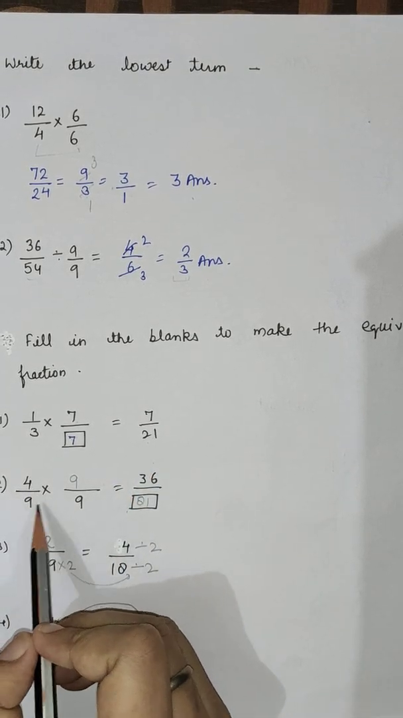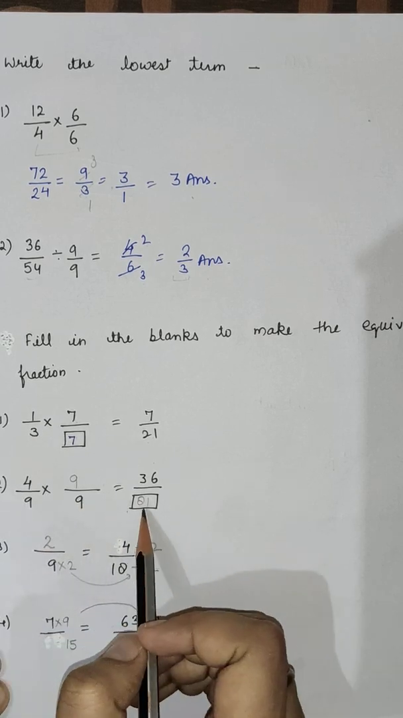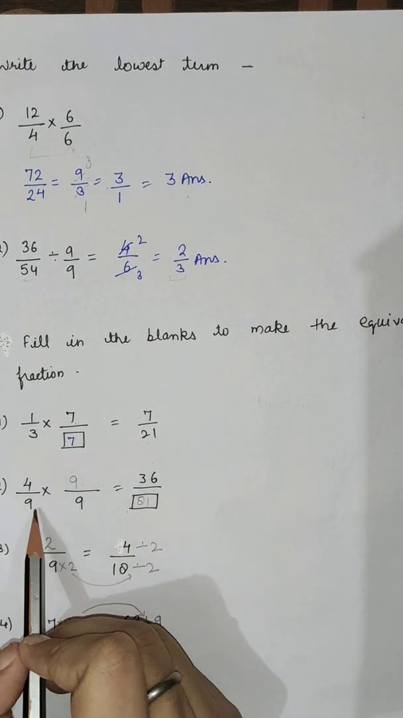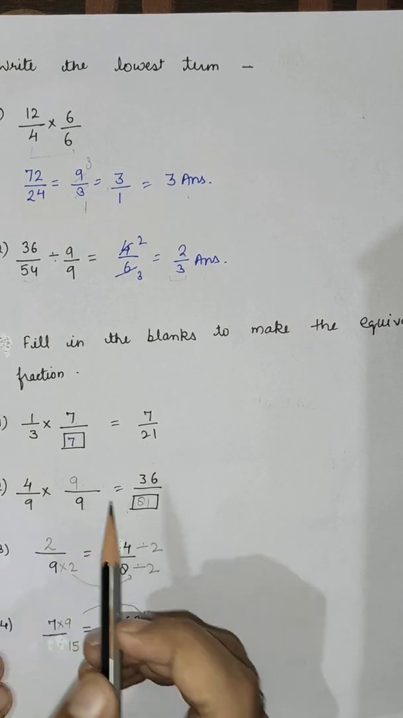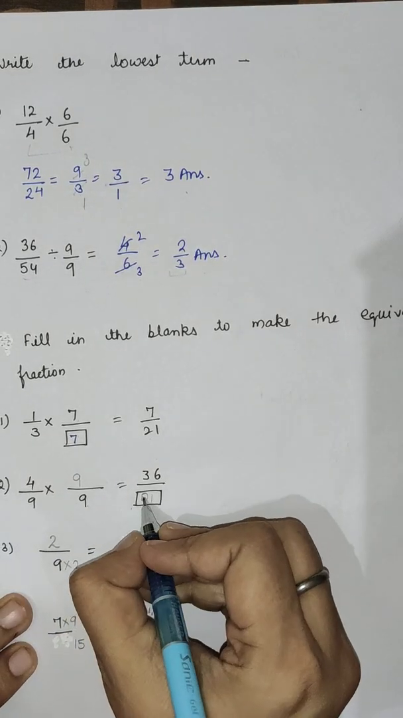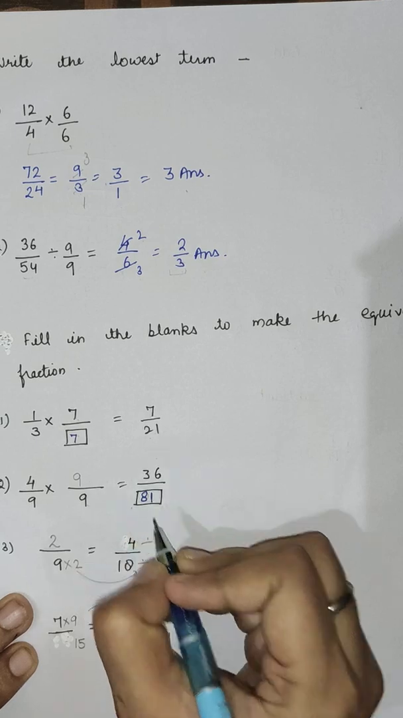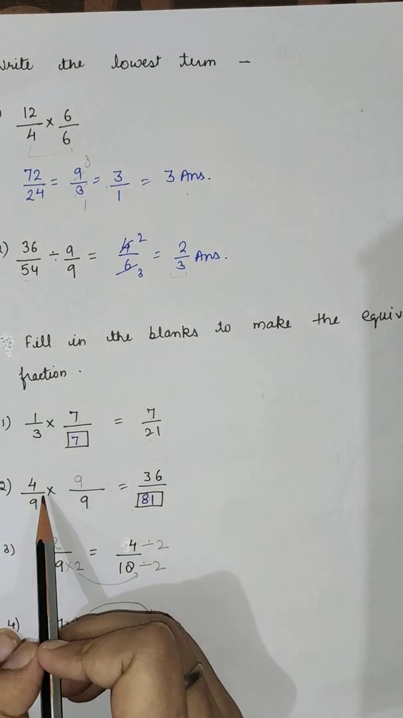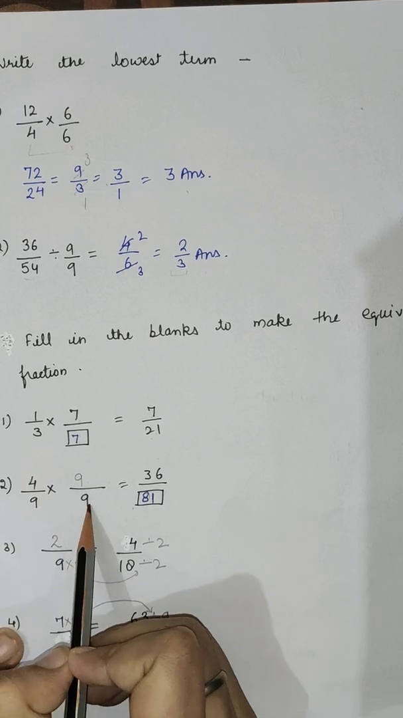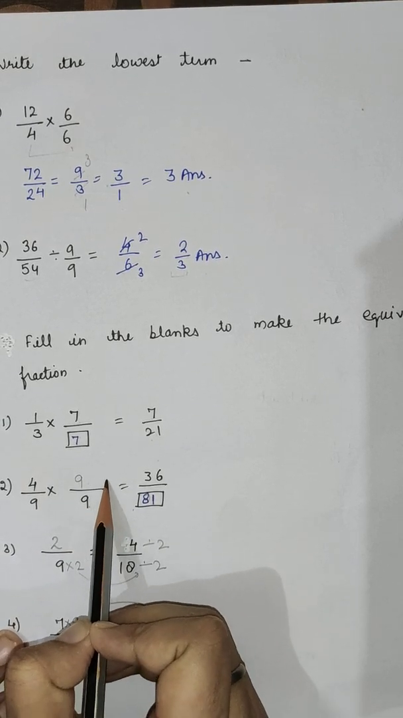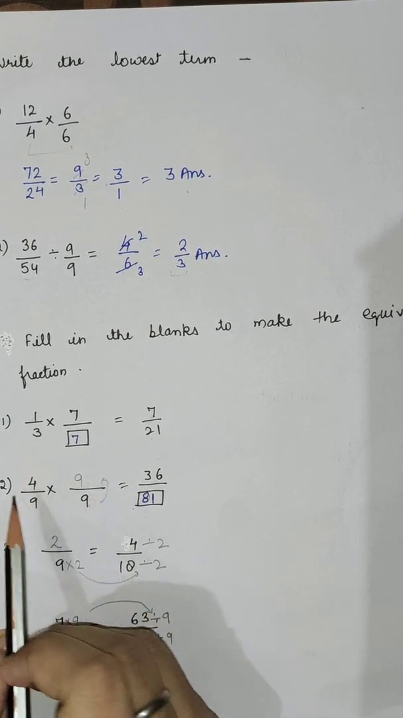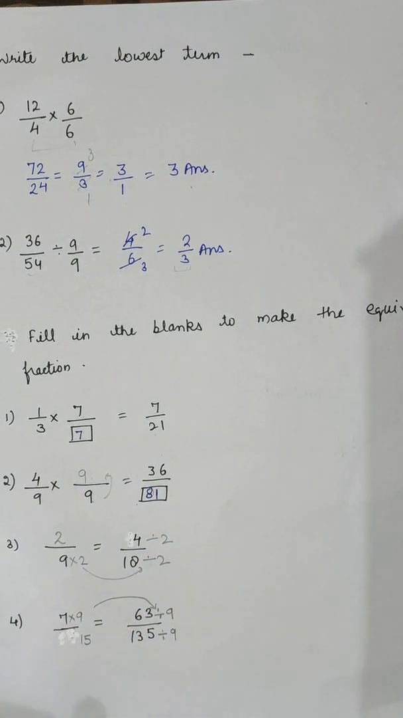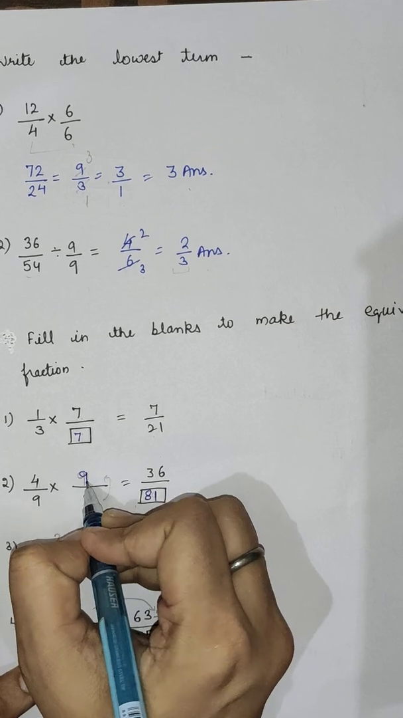Now here, one number is not given here and one number is not given here. So 9 9s are what? That is 81. 9 nines are 81. And now here, if we multiply with 9, 4 nines are 36 also. So here we will write down 9.